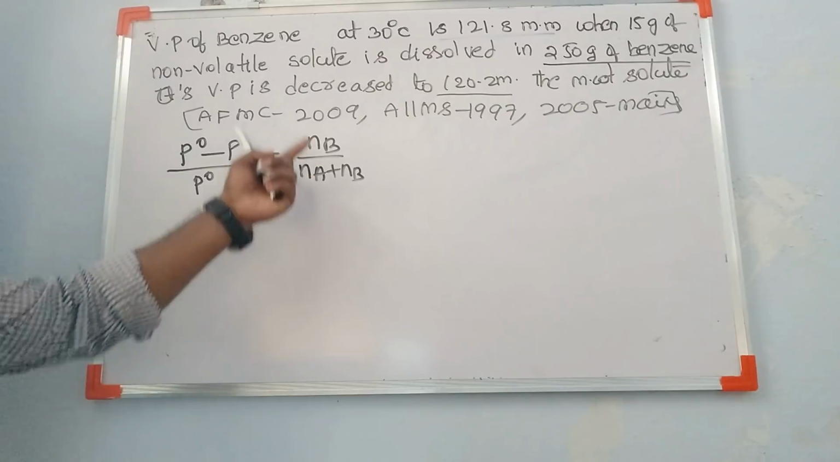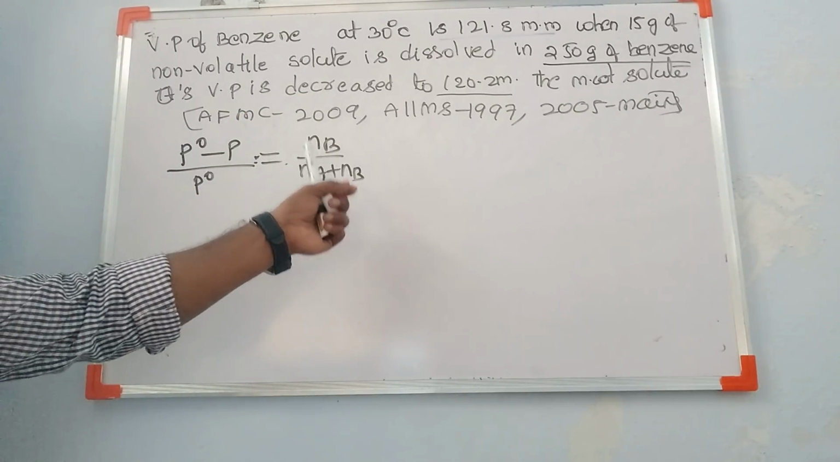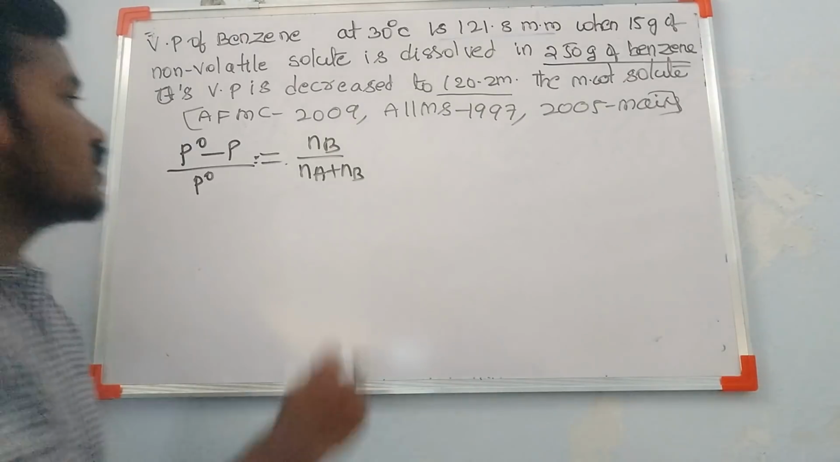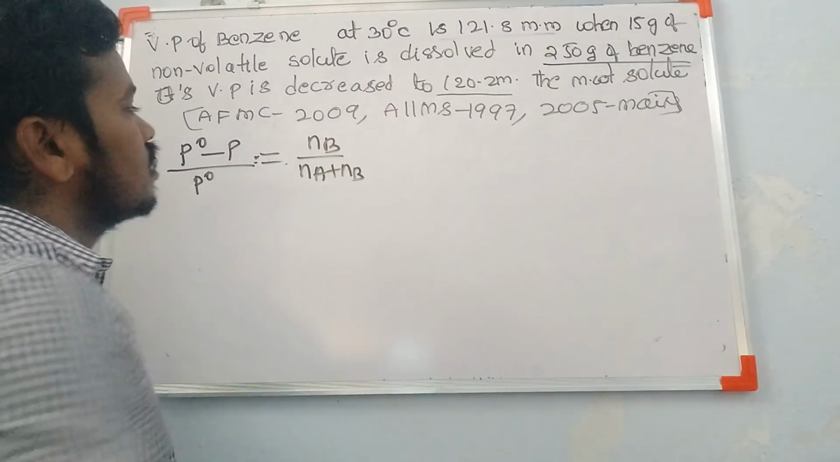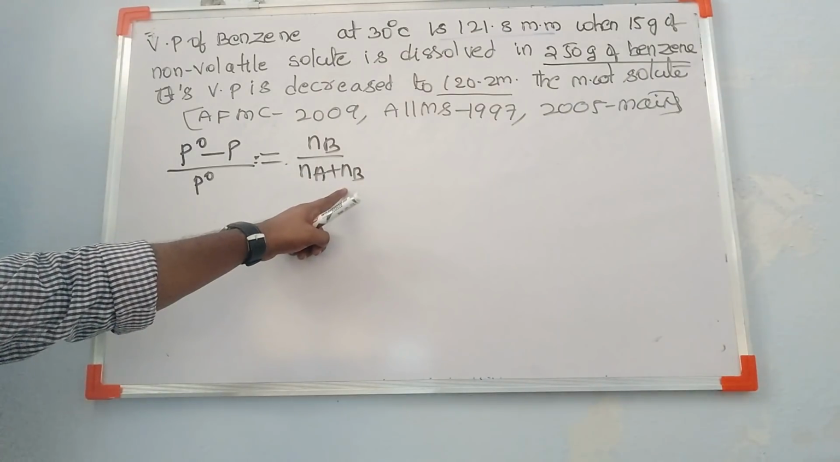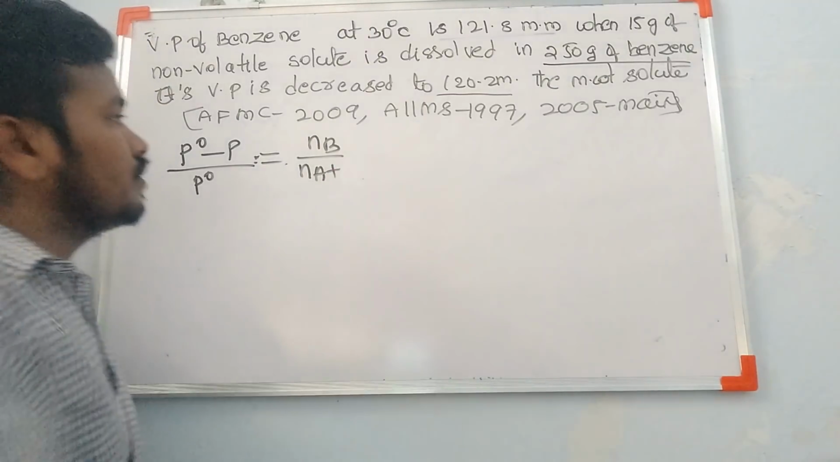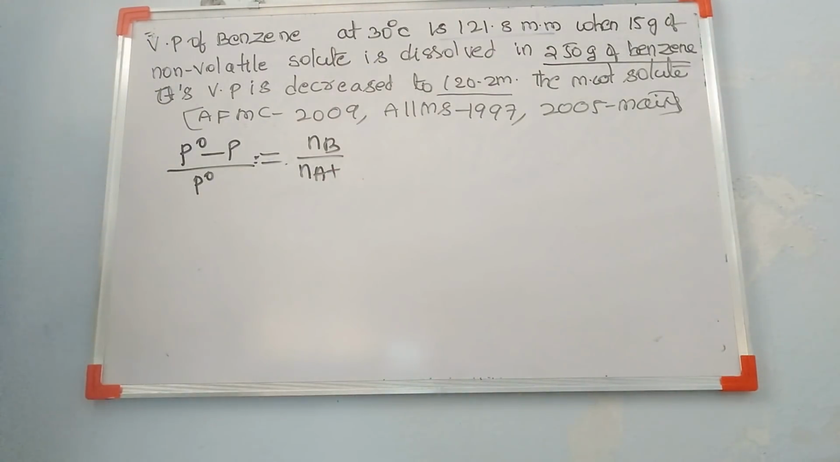See here, it is a dilute solution. For a dilute solution we should not take NB into account in the denominator, so we will write only Na. Because it is a dilute solution, that's why we can write only Na.